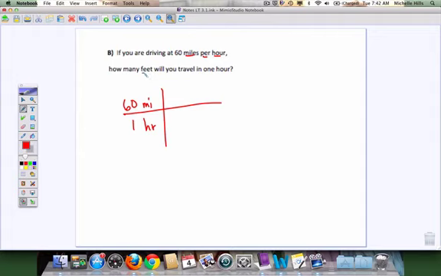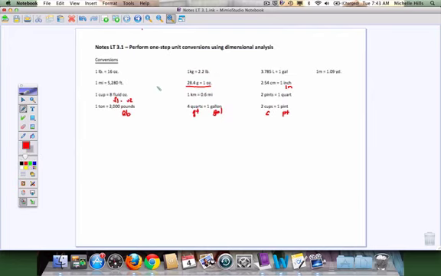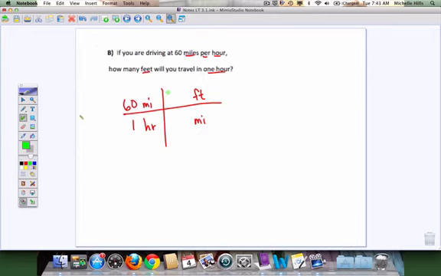But they want to know how many feet in 1 hour. Well, they want to keep the hours, so I don't want to cancel that. But I want to cancel miles. I want to convert from miles to feet. So my miles is going to have to be down here to cancel with the miles on the top. My feet on the top. Then I have to go and look for my conversion if I don't know it off the top of my head. And I look and I said, oh, 1 mile is the same thing as 5,280 feet. So, 5,280 feet in 1 mile.